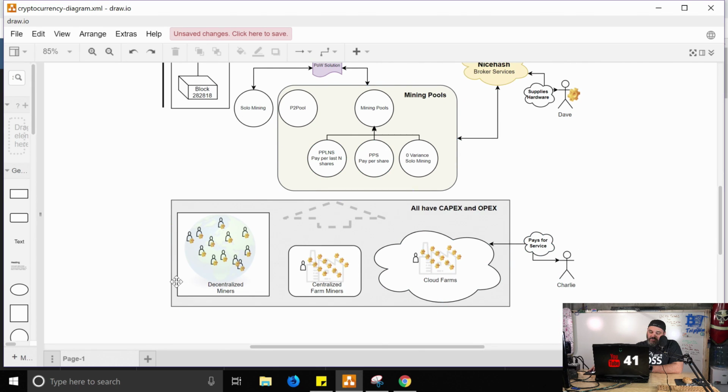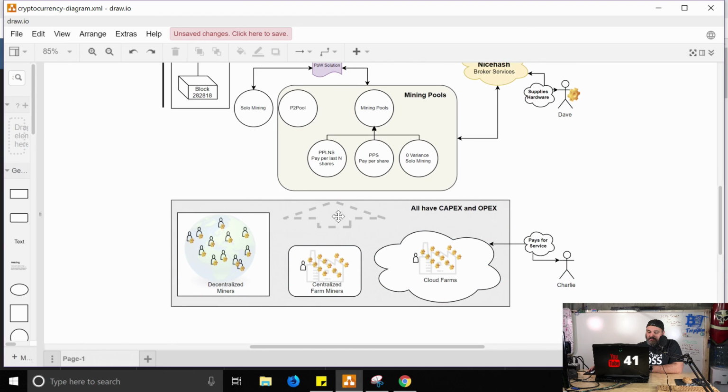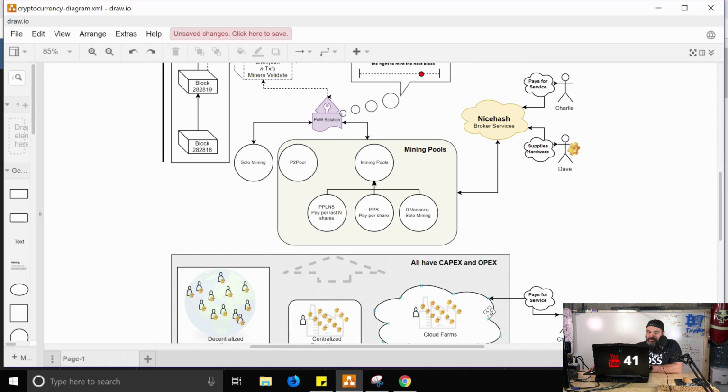But again, just from the classification, I wanted to make sure I had the full scope of people that were mining. So these are the inputs into the system, and they do all the validation, they do all the propagation of new blocks. That's what the mining community does. And those are the three zones of it.